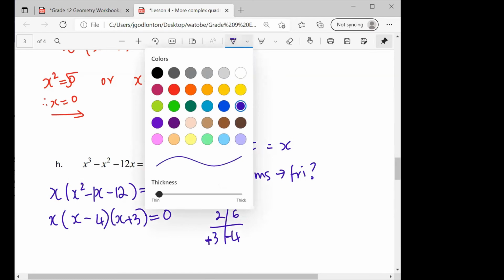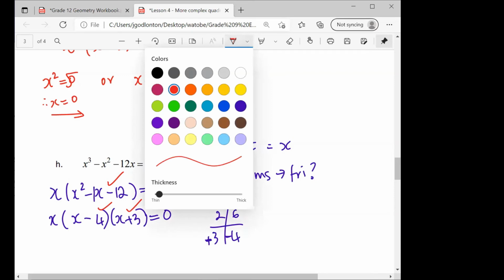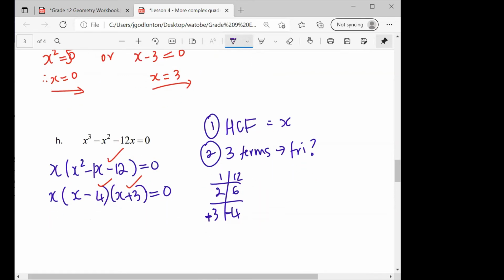Okay, so if you were marking this by yourselves, you get 1 mark for taking that out and then 1 mark for each of those brackets over there. All right, next step, we just get to say what all of our different x values are. So the first one is this guy over here. That's just x is equal to 0.